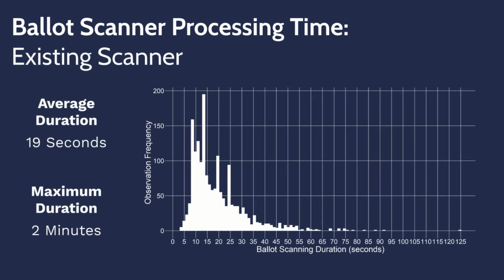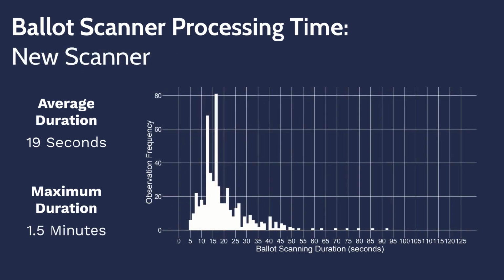The existing ballot scanning process takes voters 19 seconds on average, but may take up to 2 minutes to cast their ballot. A distribution chart of ballot scanning times for the existing scanner is currently shown on screen, with the majority of voters scanning their ballots in 11 to 24 seconds.